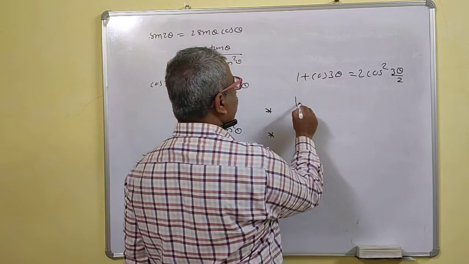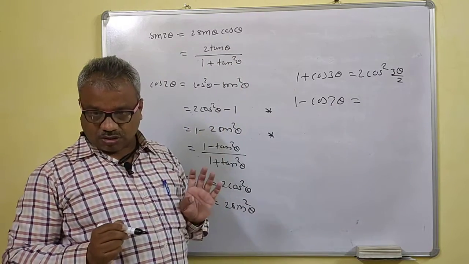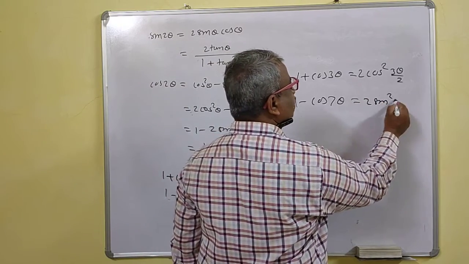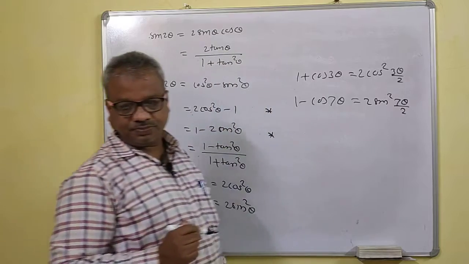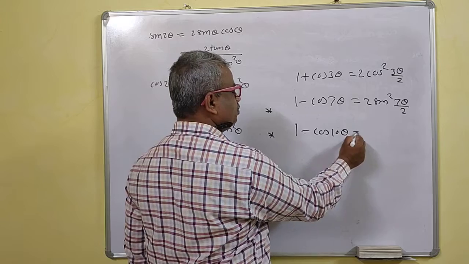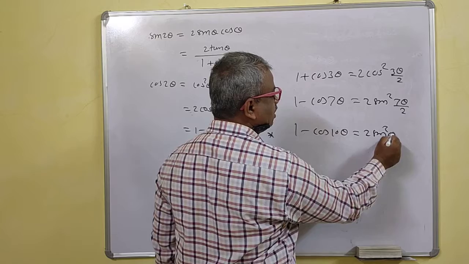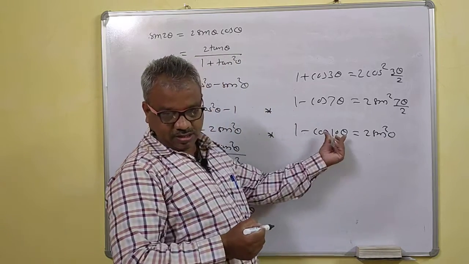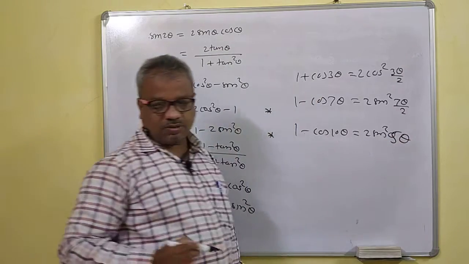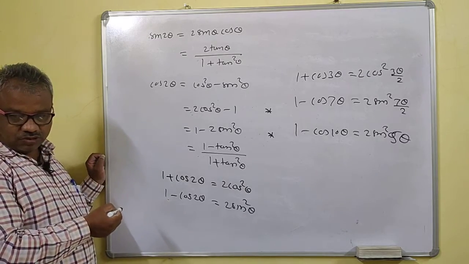Now suppose there is 1 minus cos 7 theta. If 1 minus cos is there, you have to write 2 sin square, and take the angle as the half. Suppose you have 1 minus cos 10 theta. This is 2 sin square, because 1 minus is there, and half of the angle. Half of 10 theta is 5 theta. So remember this formula, 1 plus cos 2 theta and 1 minus cos 2 theta.